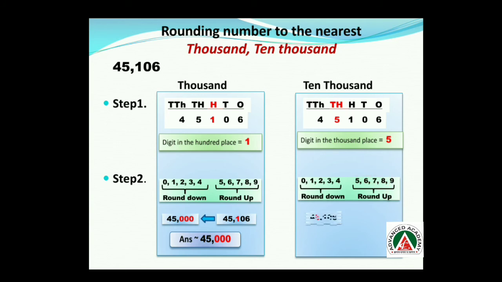So this 45,106, 45 is round up. So 45, what is the next 10,000 after 45? 50,000. So this number will round to the next 10,000, that is 50,000. Okay, so this is an example of some big numbers.